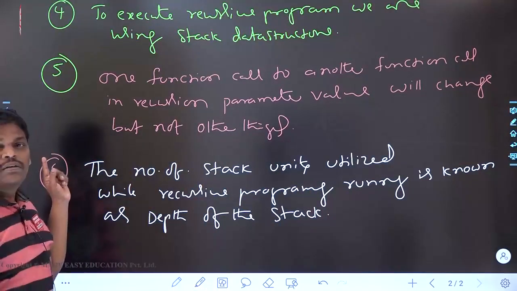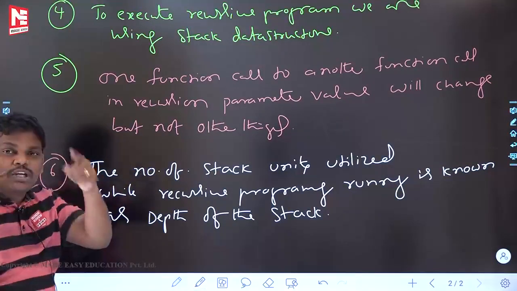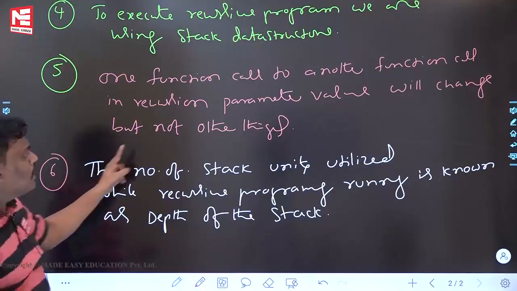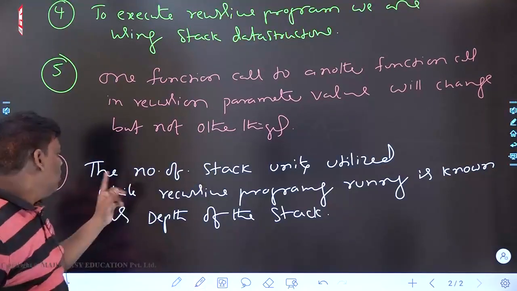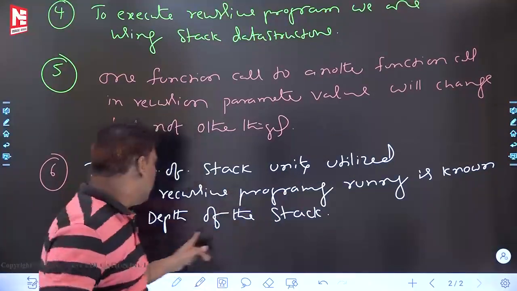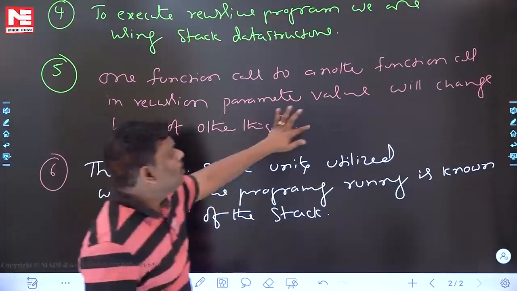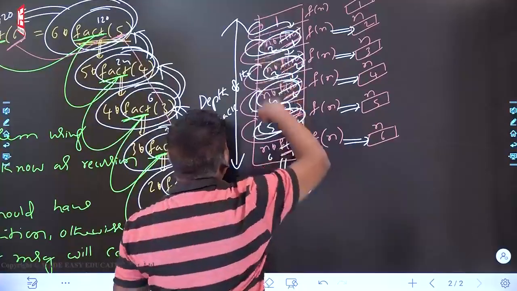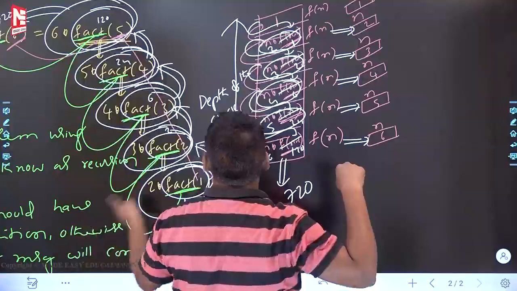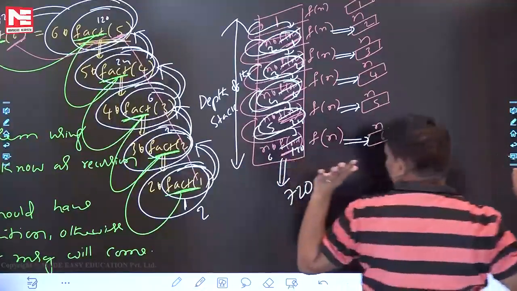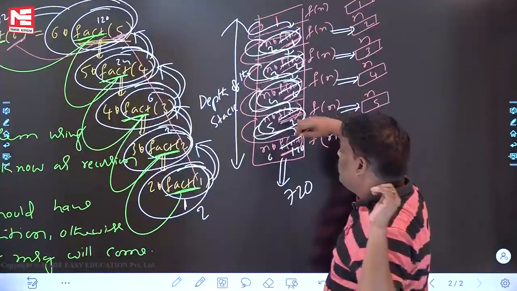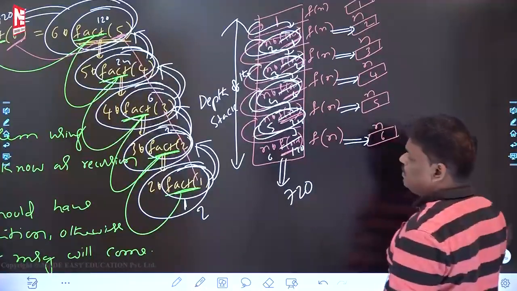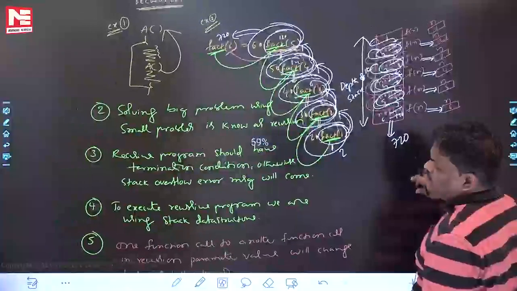See this one. Again and again I am saying to you, many times I used to repeat. The number of stack units utilized while recursive program is running is known as depth of the stack. How many stack units did you utilize whenever recursive program is going on here? 6 stack units. So depth of the stack is going to be 6. Fine. So these are the total 6 points.